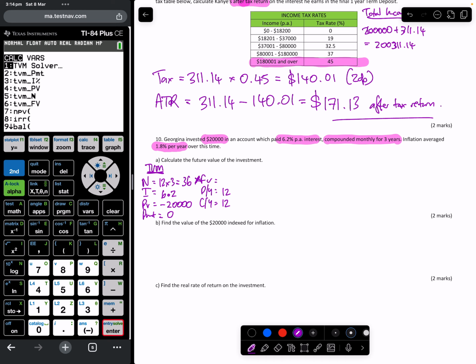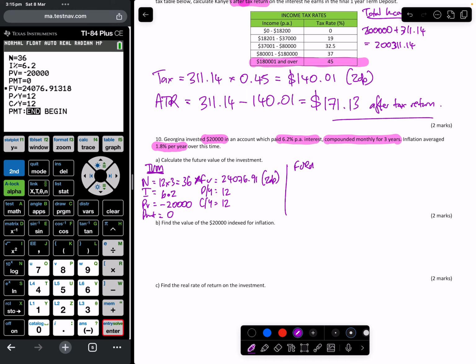So finding FV, 36, 6.2, negative 20 grand. Alpha, enter. 24076.91 to 2 decimal points.